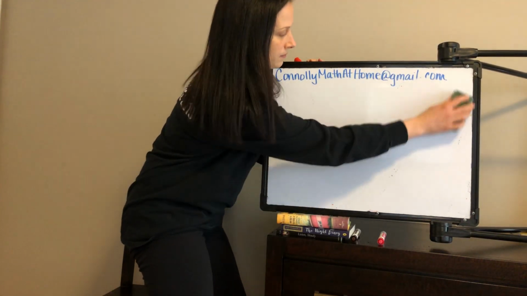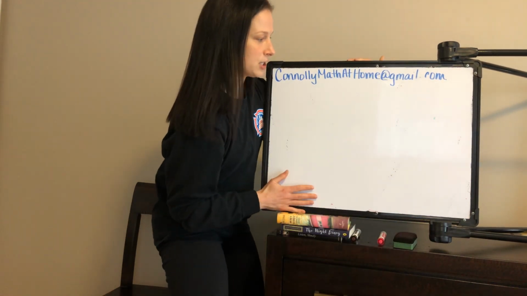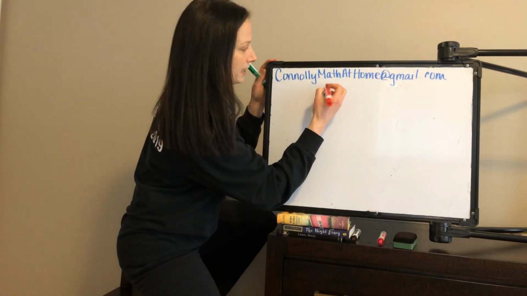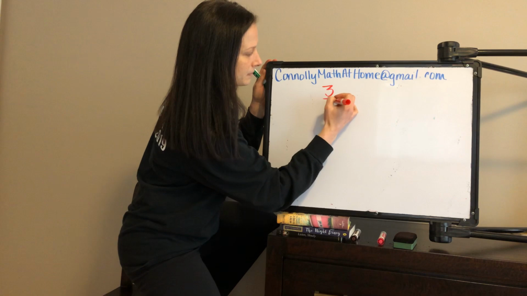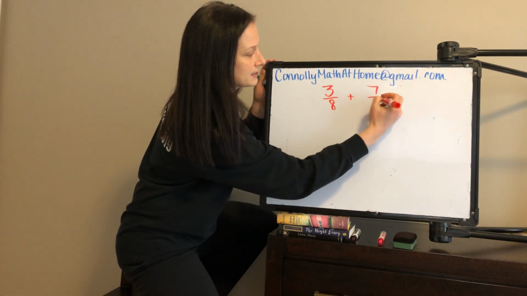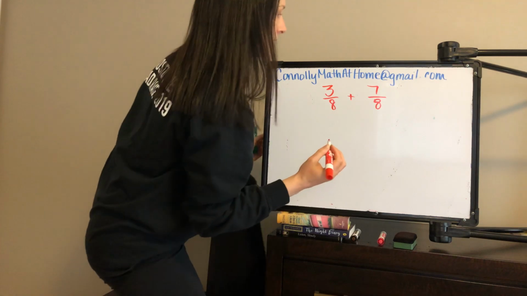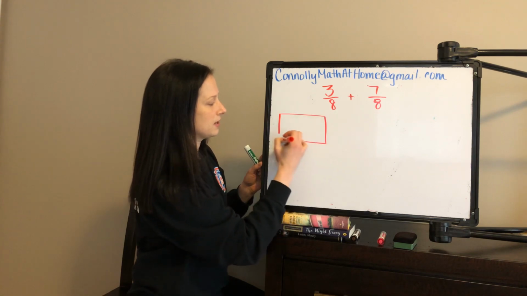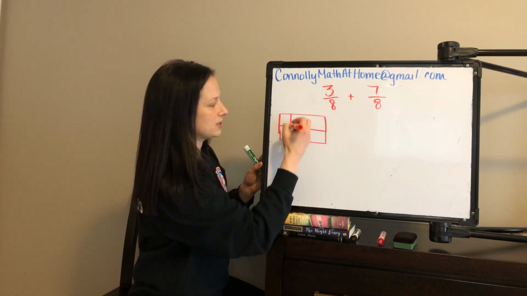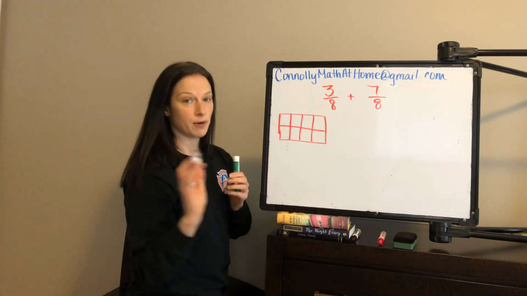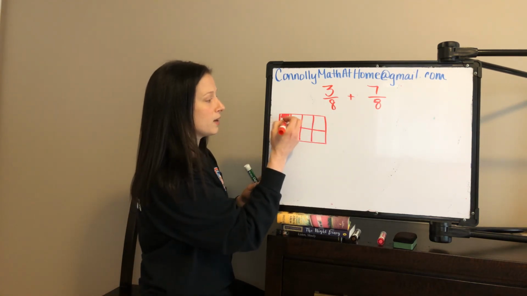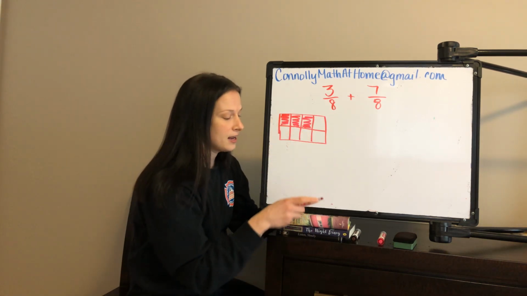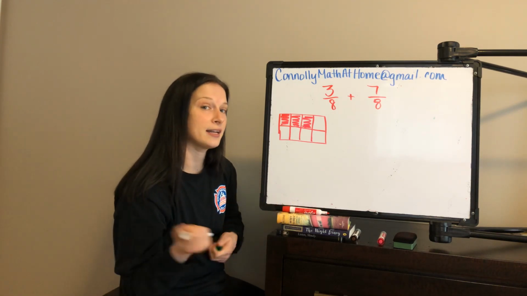Alright, so this time, let me just readjust here. This time, let's say that we're starting with 3/8, and I want to add 7/8. Okay? So we're going to start with 3/8 and add 7/8. I'm going to do eighths this way just because they got so skinny last time. I'm going to represent my 3/8 with my red marker here. 1, 2, 3. And then I have to add 7/8 from there.